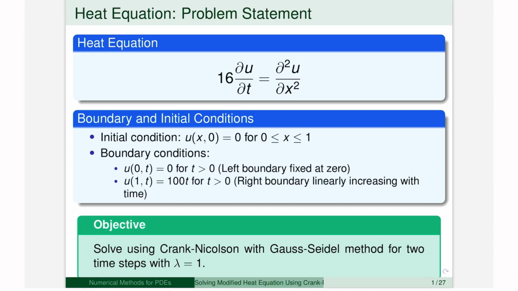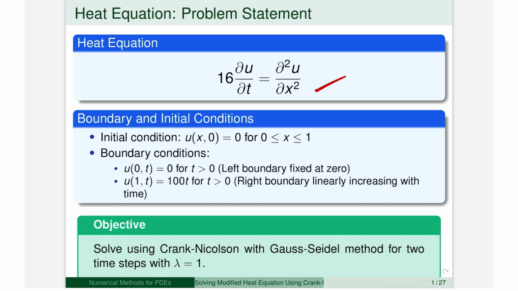Today I'll solve the heat equation by using the Crank-Nicolson method. So here is the heat equation problem: 16 ∂u/∂t = ∂²u/∂x². So that is given. Now here are the boundary and initial conditions that are given.